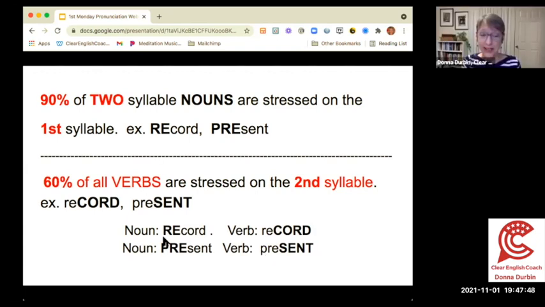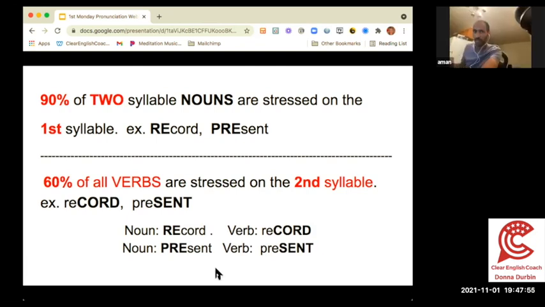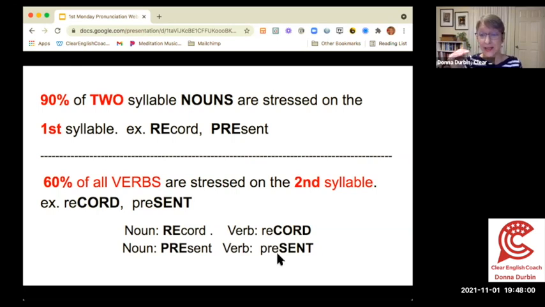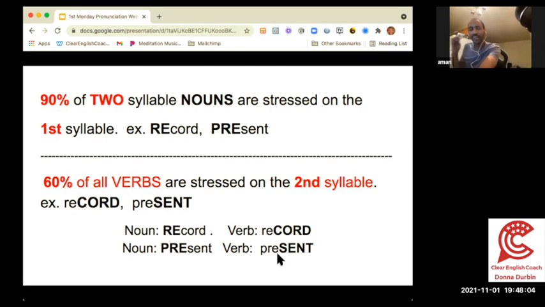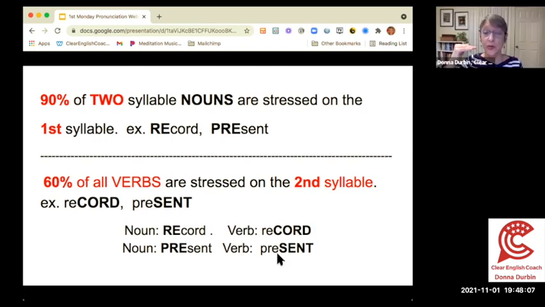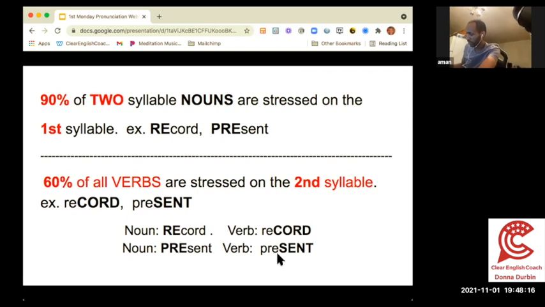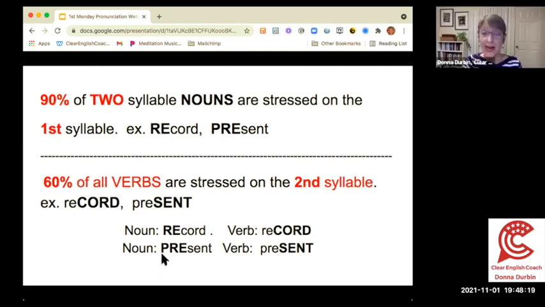Okay, so let's look at the noun. The noun is record, and the noun is present. But this is present. To present the present. I'm going to record the record. And I'm doing my hands so that you can say, I'm going to record the record. I'm going to present the present. So here, present and present.